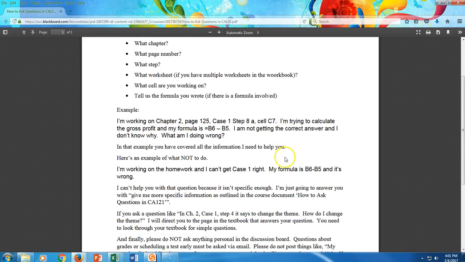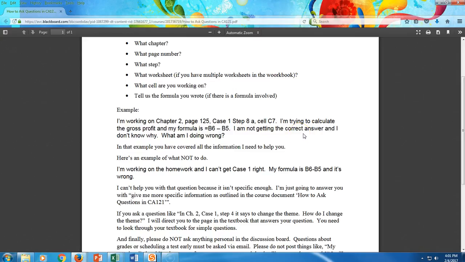Here's an example of how you ask a question. So this is what you would post in our discussion board. I'm working on Chapter 2, page 125, Case 1, Step 8A. I'm in cell C7. What am I trying to do? I'm trying to calculate the gross profit. My formula is equals B6 minus B5. I'm not getting the correct answer and I don't know why. What am I doing wrong?